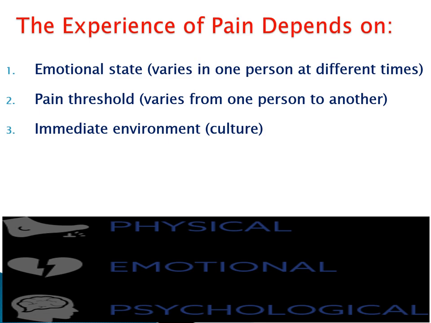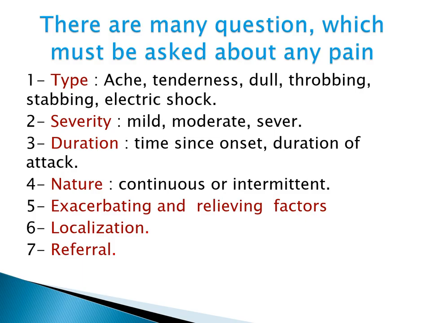Immediate environment, culture. There are many questions which must be asked about any pain. One, type: ache, tenderness, dull, throbbing, stabbing, electric shock. Two, severity: mild, moderate, severe. Three, duration: time since onset, duration of attack. Four, nature: continuous or intermittent. Five, exacerbating and relieving factors. Six, localization. Seven, referral.